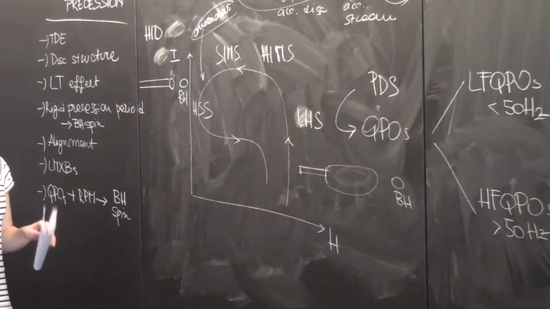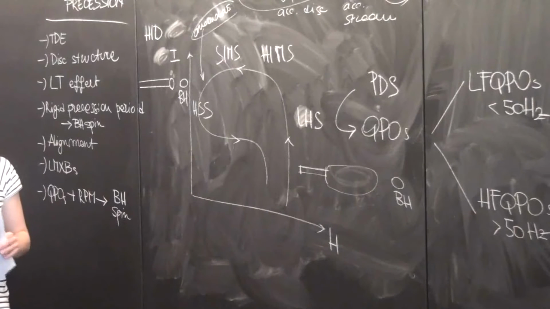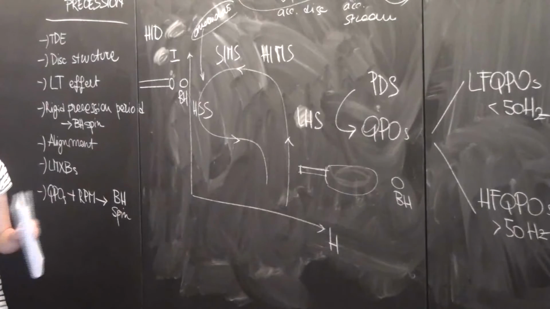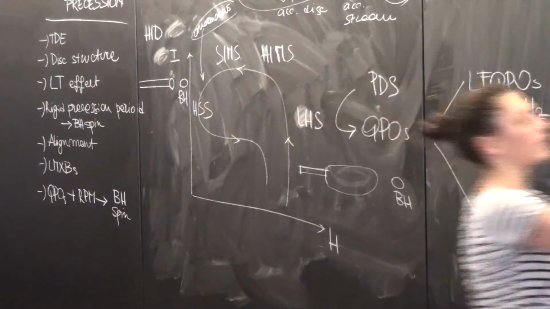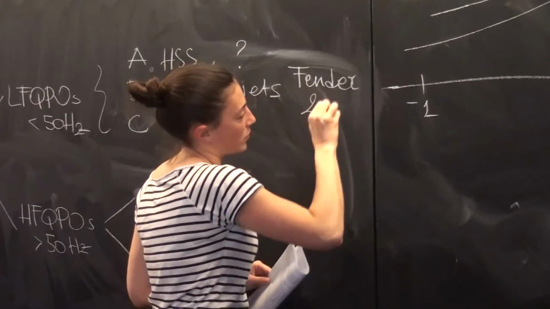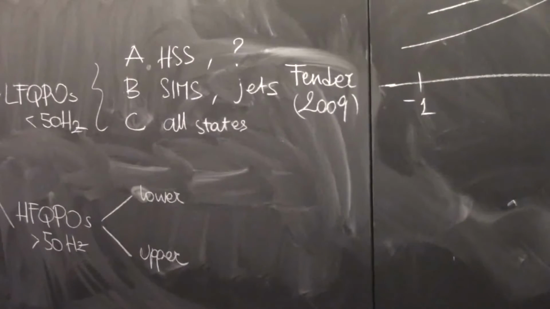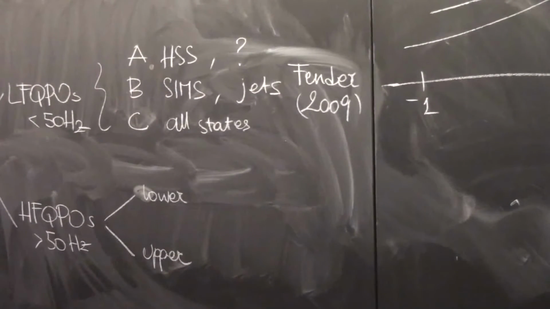So, it's not very clear what the mechanism is that launches the jet. But it's the transition phase, yes, something is happening. What are people speculating? I'm not up to date on this, but I think Fender, in a paper from 2009, so not very recent, is one of the papers that links type B QPOs to the jets.